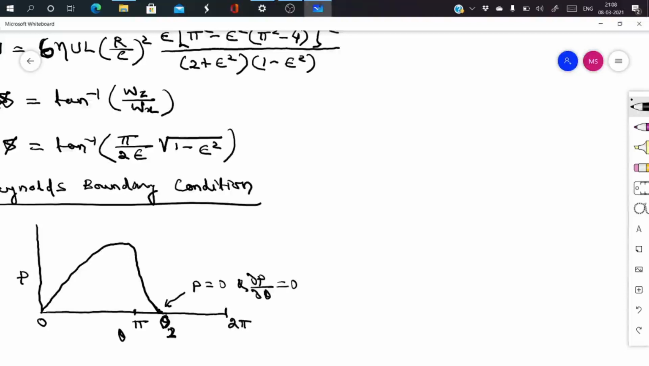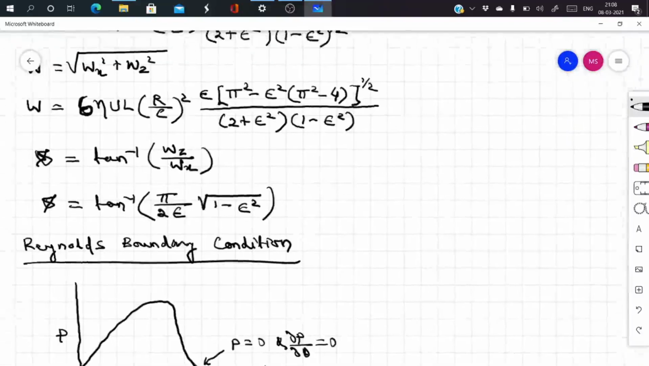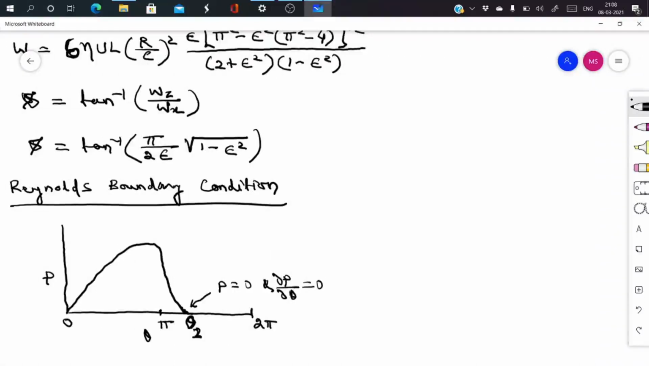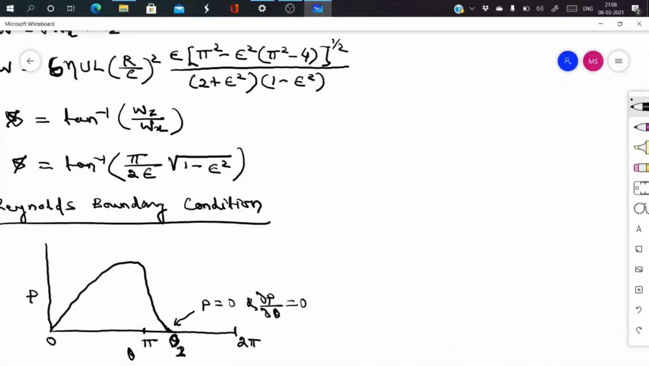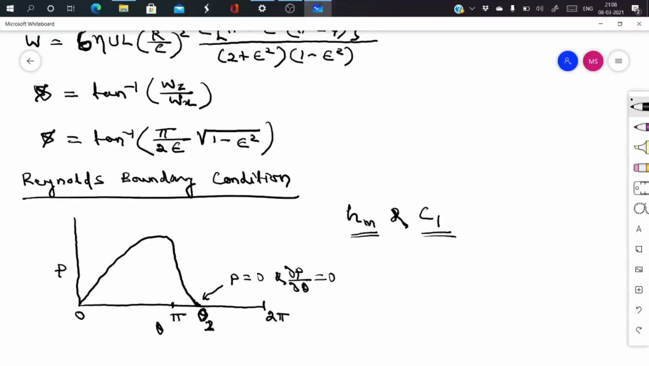Now you see, in our governing equation, when we integrated, we need to evaluate two constants. If you remember, that is H, M, and C1. So therefore, we need to use two boundary conditions. Now in Reynolds boundary condition, he introduced another constant. If you see, this is another constant. This is not known to us. So therefore, three boundary conditions are needed. So he provided us three boundary conditions.